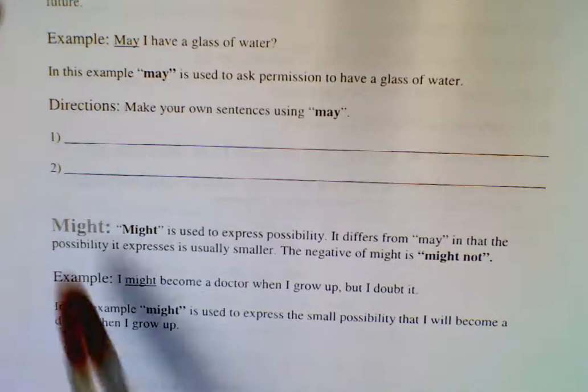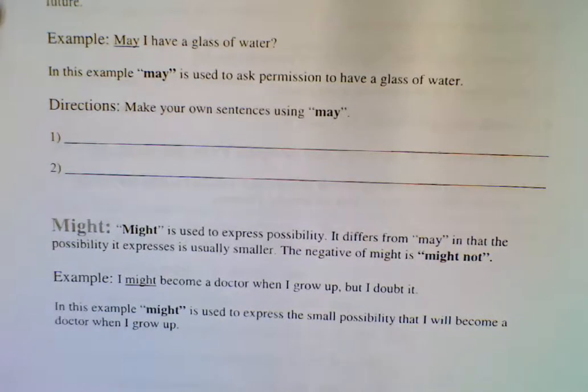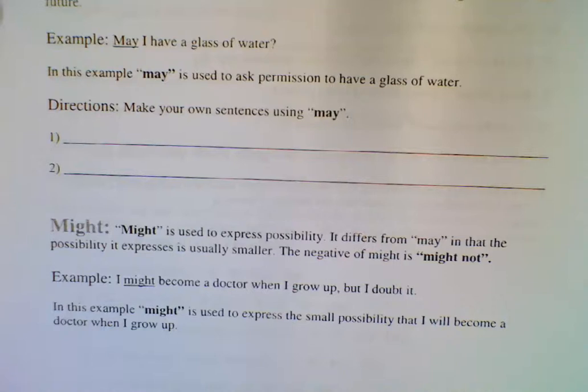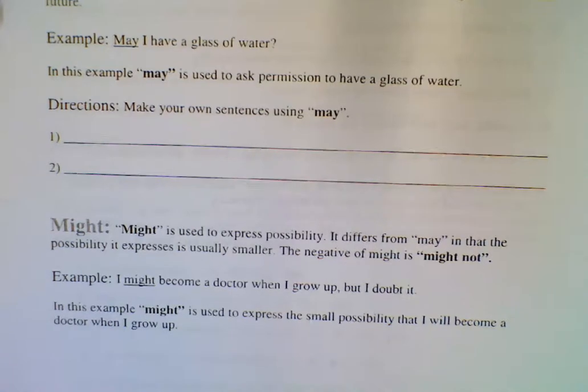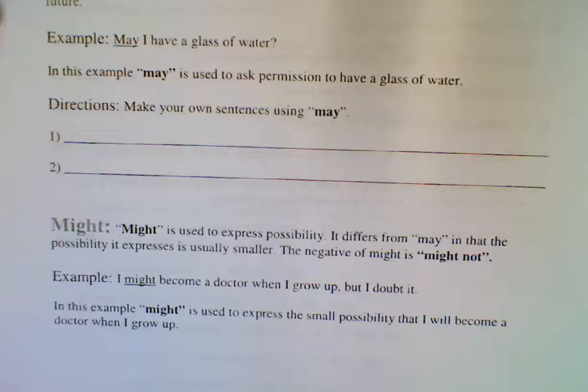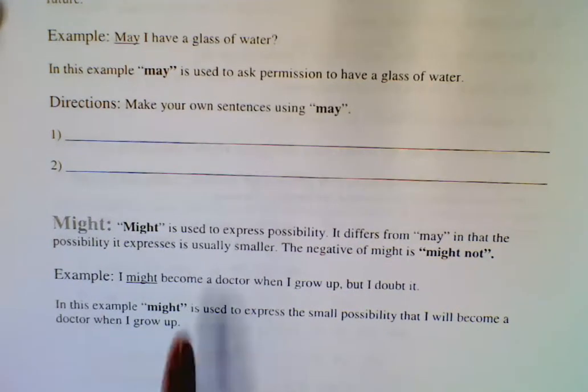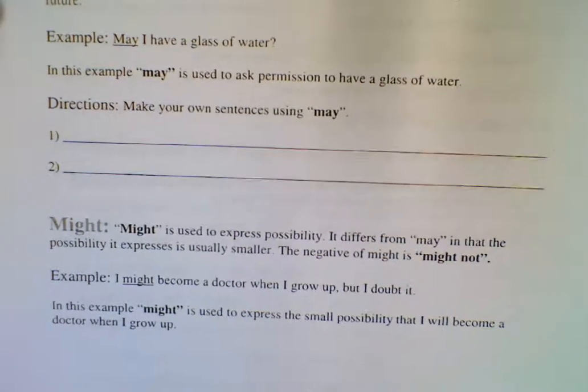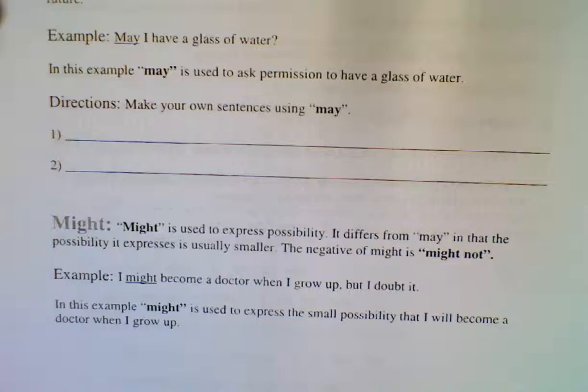Here we see again, might is used to express possibility. It differs from may in that the possibility it expresses is usually smaller. So instead of saying I may become a doctor, there's a high likelihood that I might become a doctor because I'm currently in med school or something like that. Now it's saying I might become a doctor when I grow up, but I doubt it. So it's a smaller percent chance that this is going to happen.